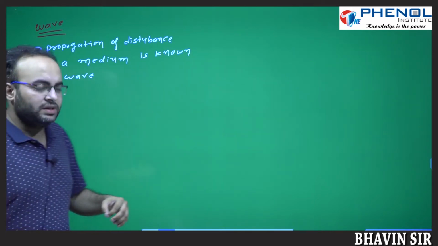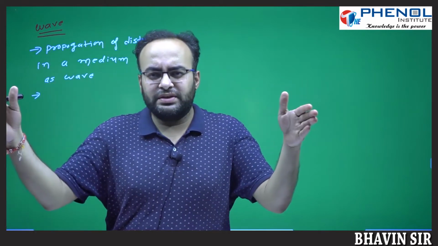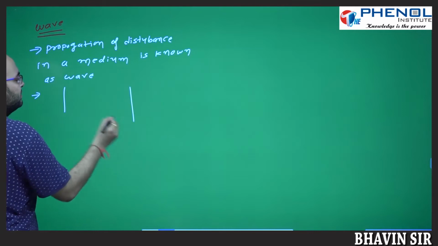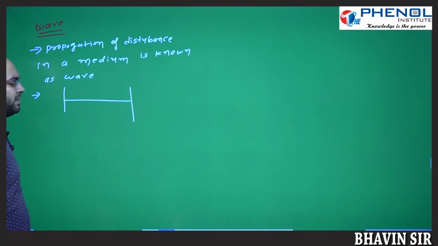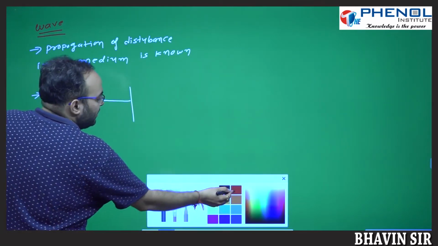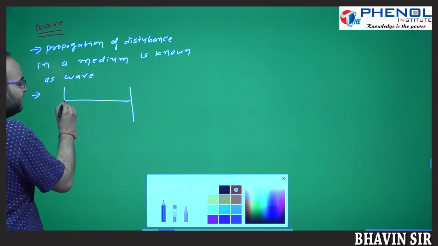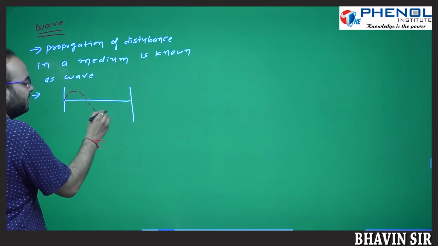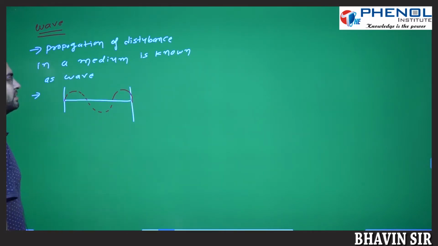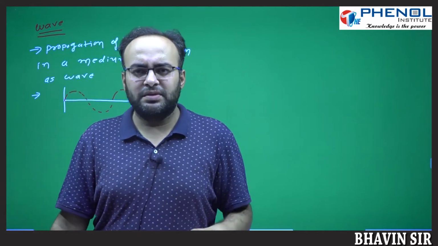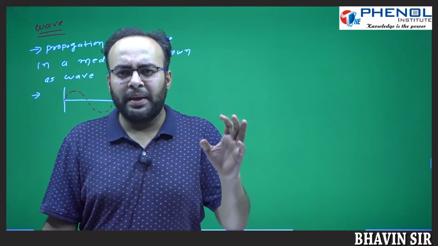Suppose between two fixed ends, two rigid supports, a string is connected. Now students, if a disturbance is there, now we apply the force, then see, wave is produced. This is the disturbance in a medium. Propagation of a disturbance in a medium is known as wave.